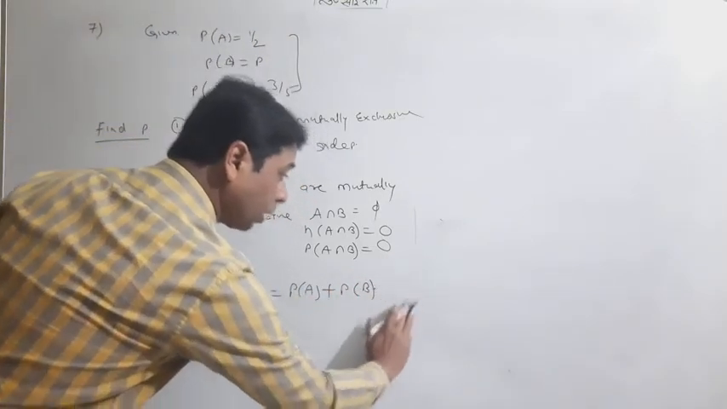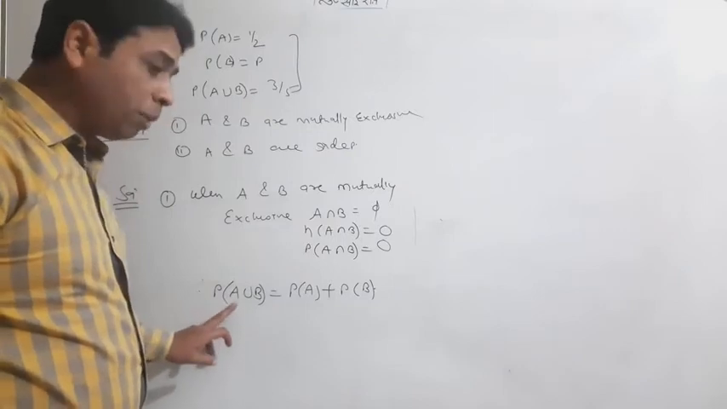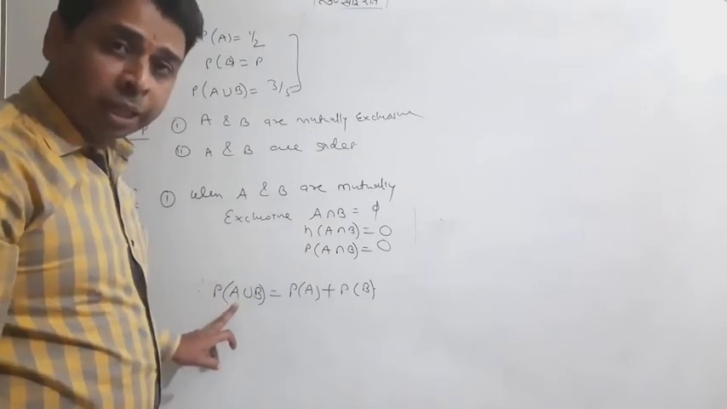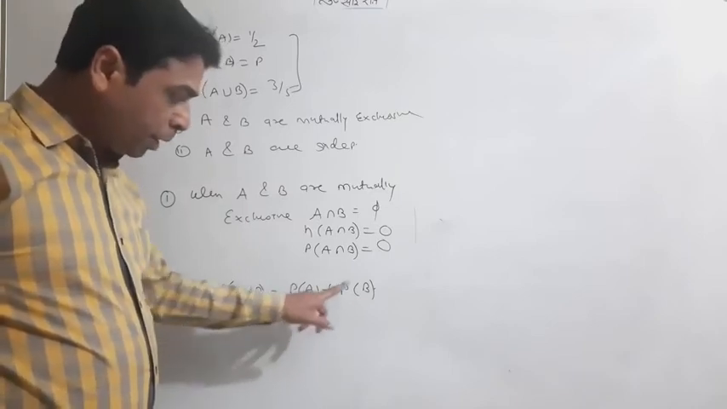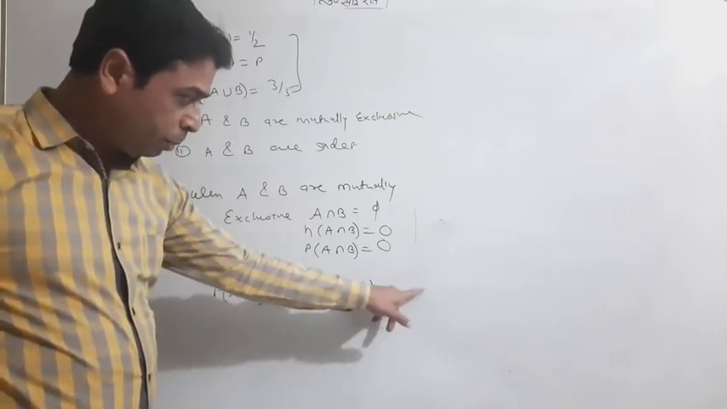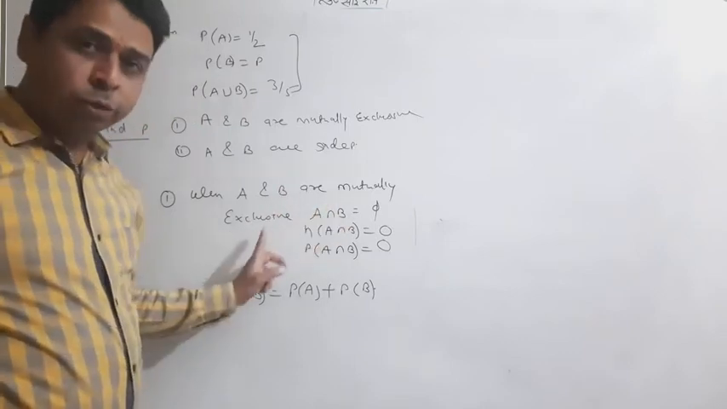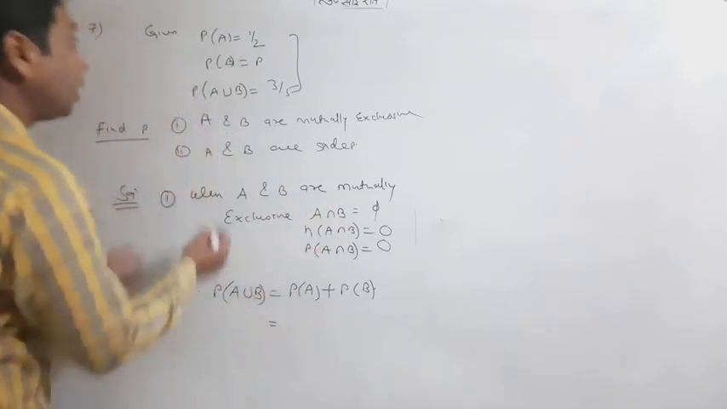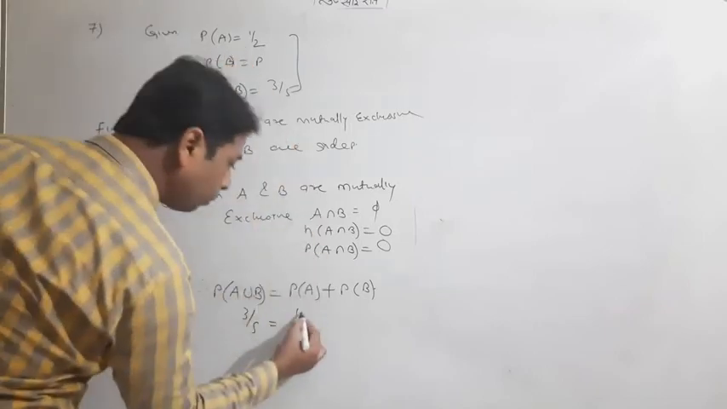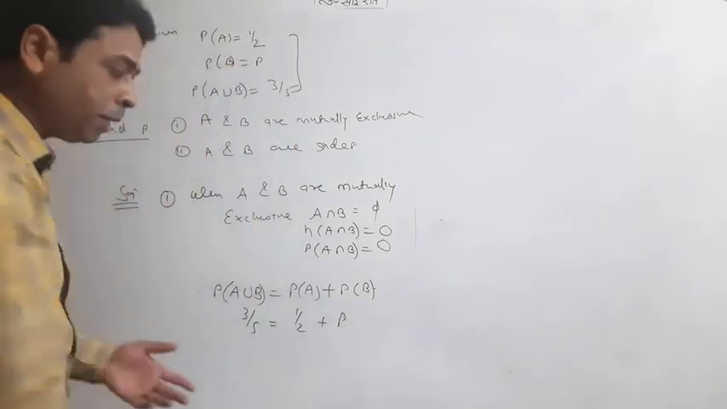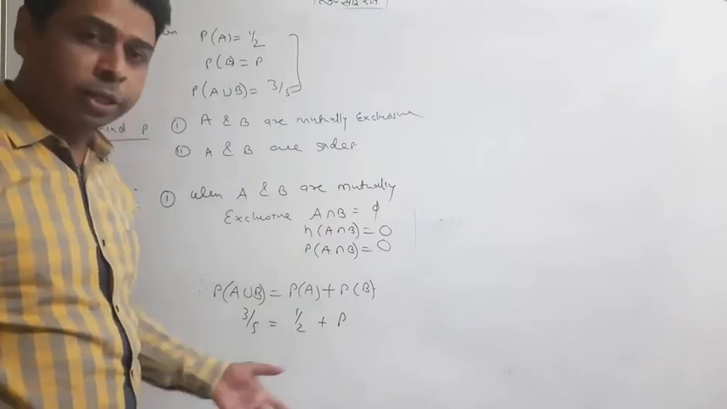Don't get confused, otherwise you will write the formula of class 11th: P of A plus P of B minus P of A intersection B, but that last term is 0 because A and B are mutually exclusive. So we only use this one: P of A union B equal to 3 by 5, P of A equal to 1 by 2, plus p. You can find p is equal to 3 by 5 minus 1 by 2 and get your answer.